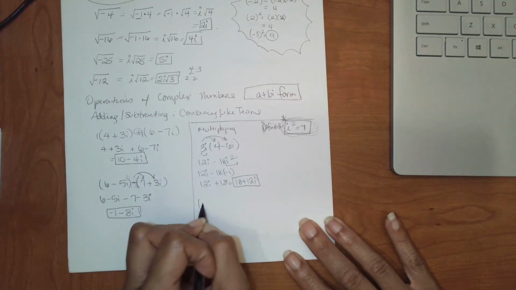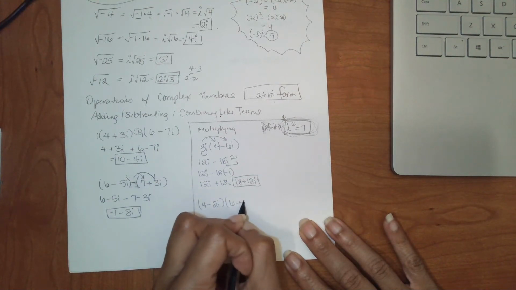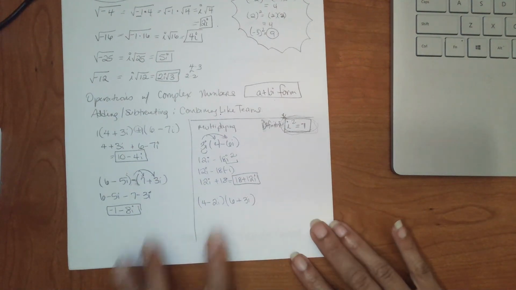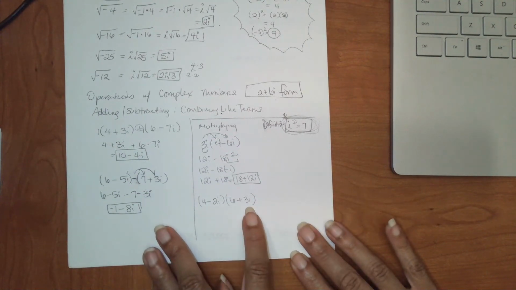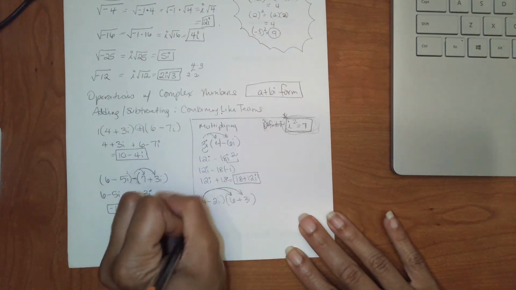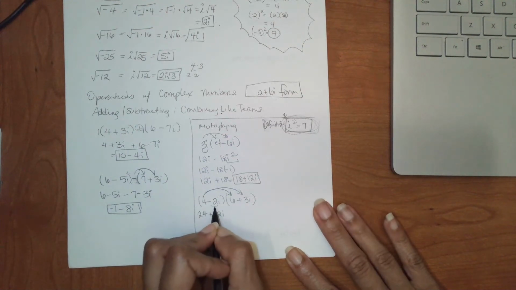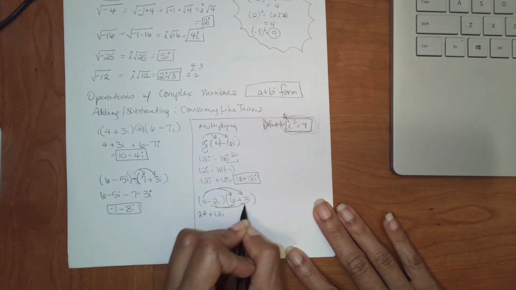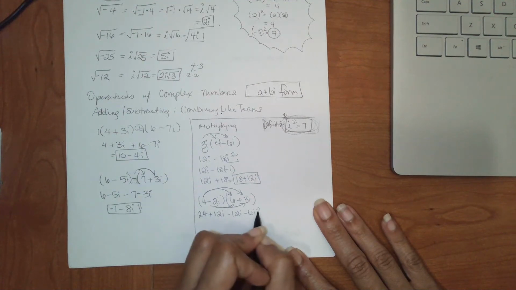So let's FOIL, a double distribute here. 4 minus 2i times 6 plus 3i. So we're distributing. So we would get 24 plus 12i. Then we're going to distribute what? This -2i. So -12i minus 6i squared.